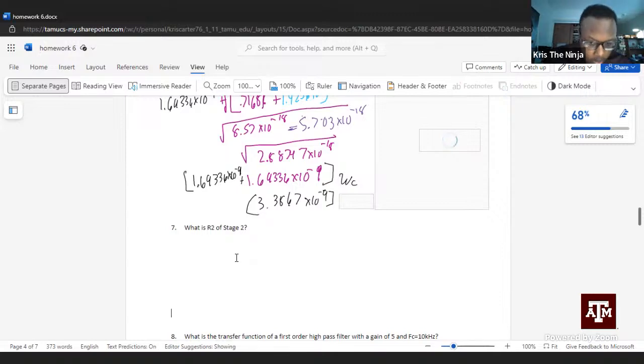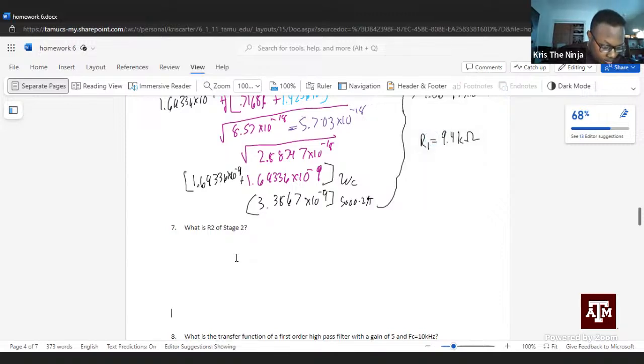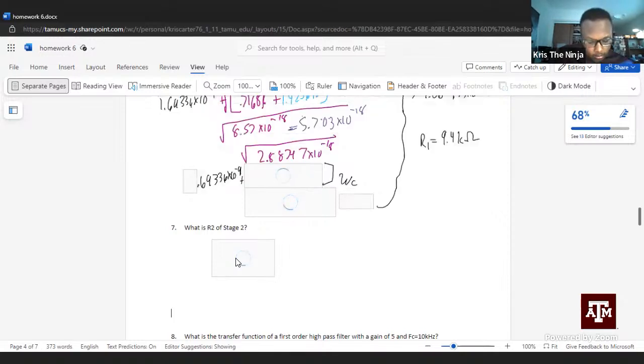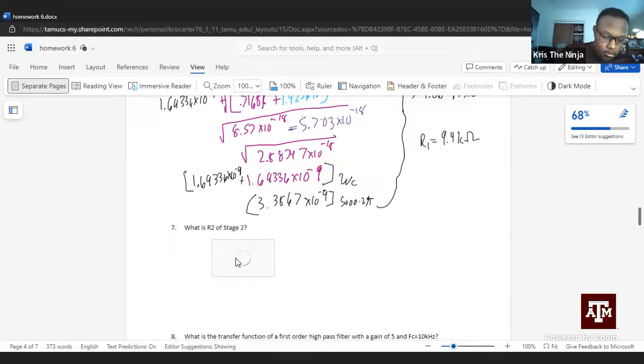So 1 over B, C1, C2, R1, omega C squared. So 5,000 times 2 pi, square that. Got that value. This times alpha C, times alpha C, times B. Oh, and then multiply that by R1. 1 over that. This R2 for stage two is 75.62 kiloohms.